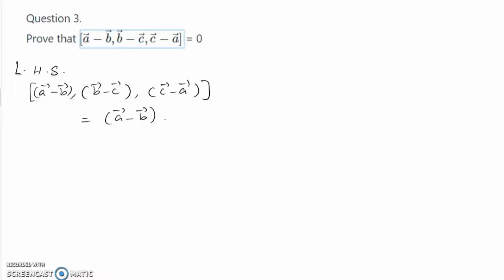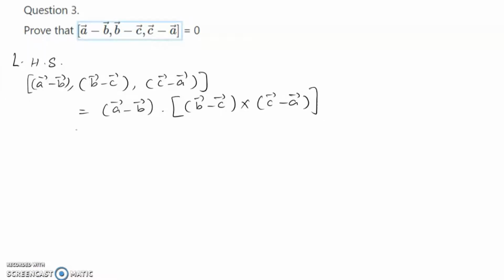So that's equal to (A minus B) dot product with (B minus C) cross product with (C minus A). It's like you have three vectors and we are using our scalar triple product expansion, further expanding the terms within the brackets. We leave this A minus B as such, and then we start to expand what is within the brackets here.